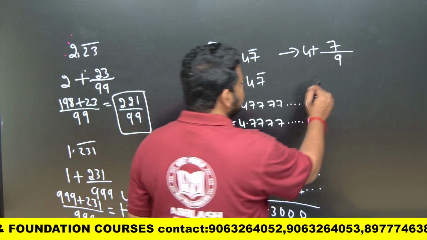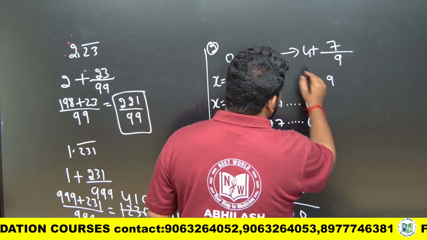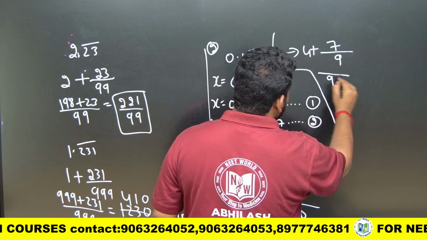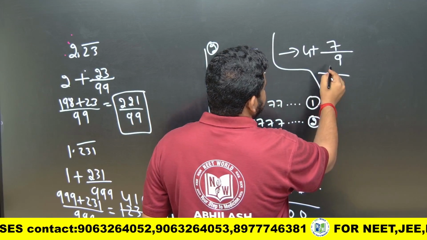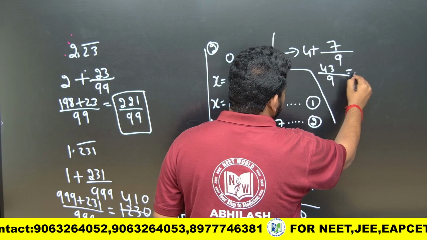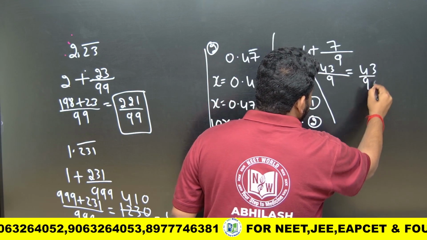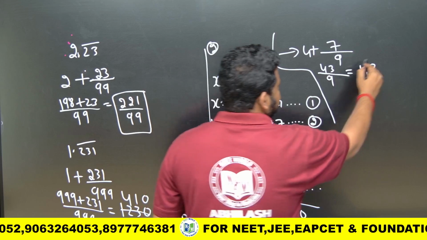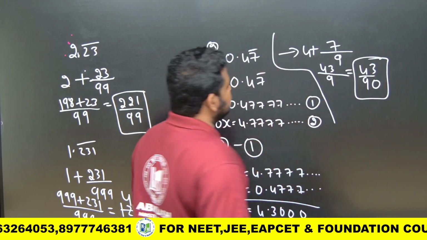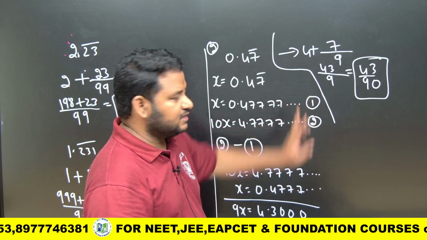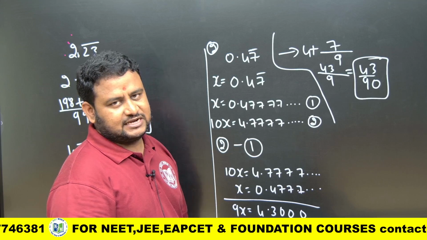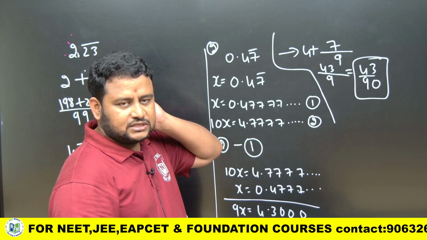Now this will become what? If you take LCM, this will become 9 4s are 36, 36 plus 7, 43 by 9, but actually it should be 43 by 90. You should add a 0 here. Then that is the right answer, friends. The answer will be 43 by 90. That's it. Clear, friends? You have to add a 0, then you will get the right answer.